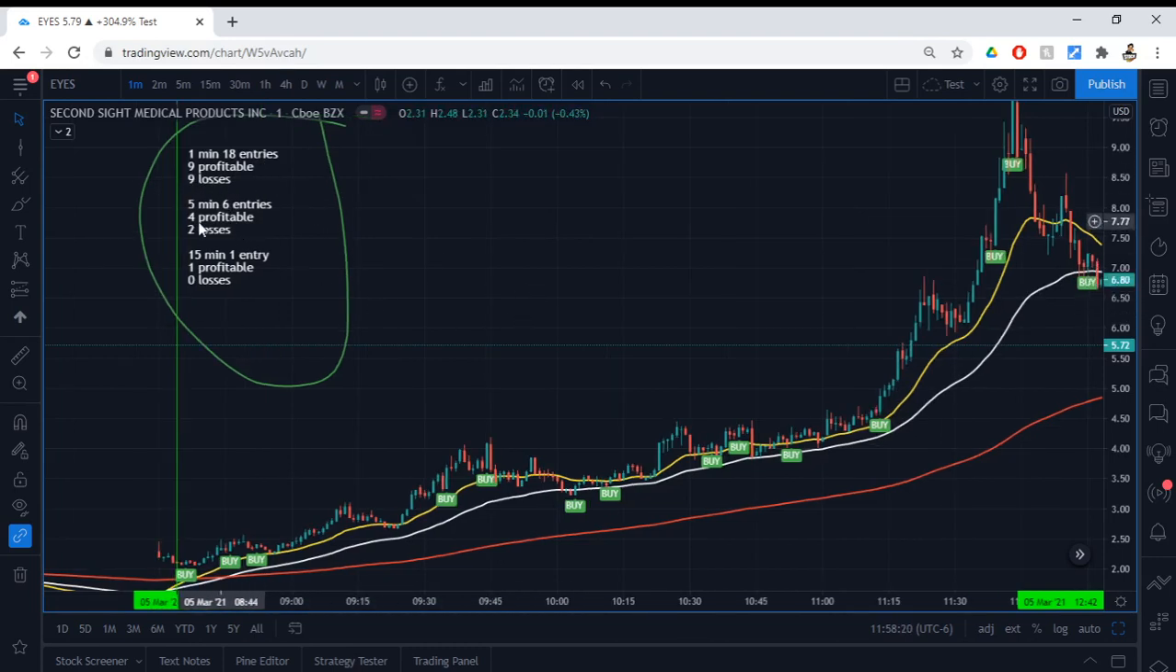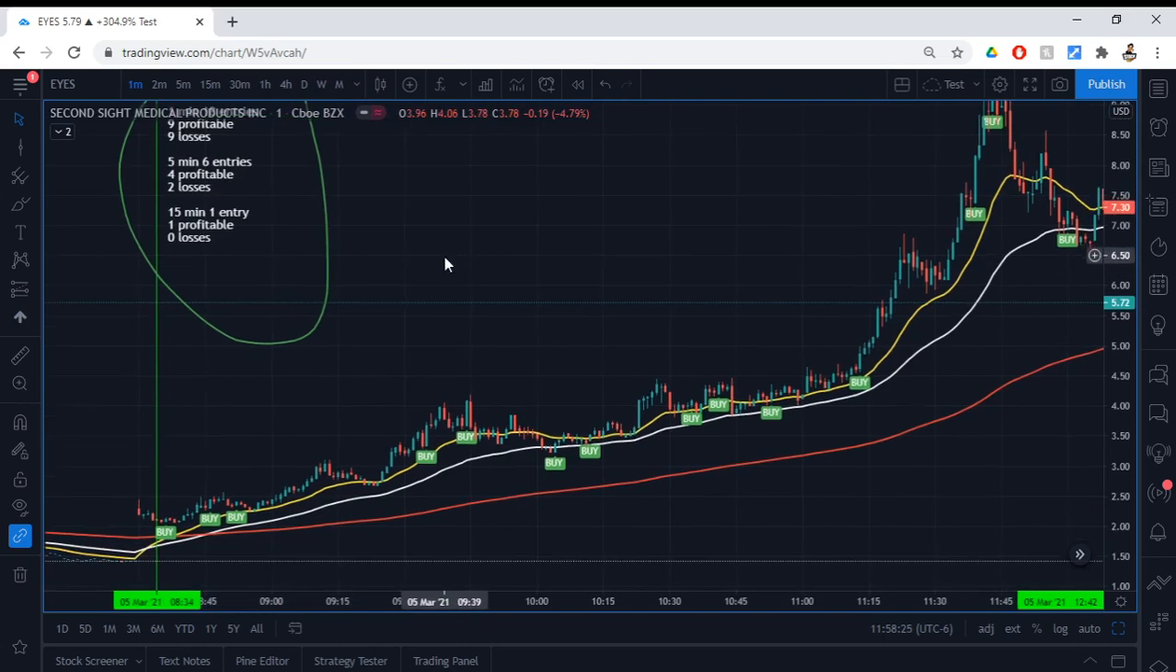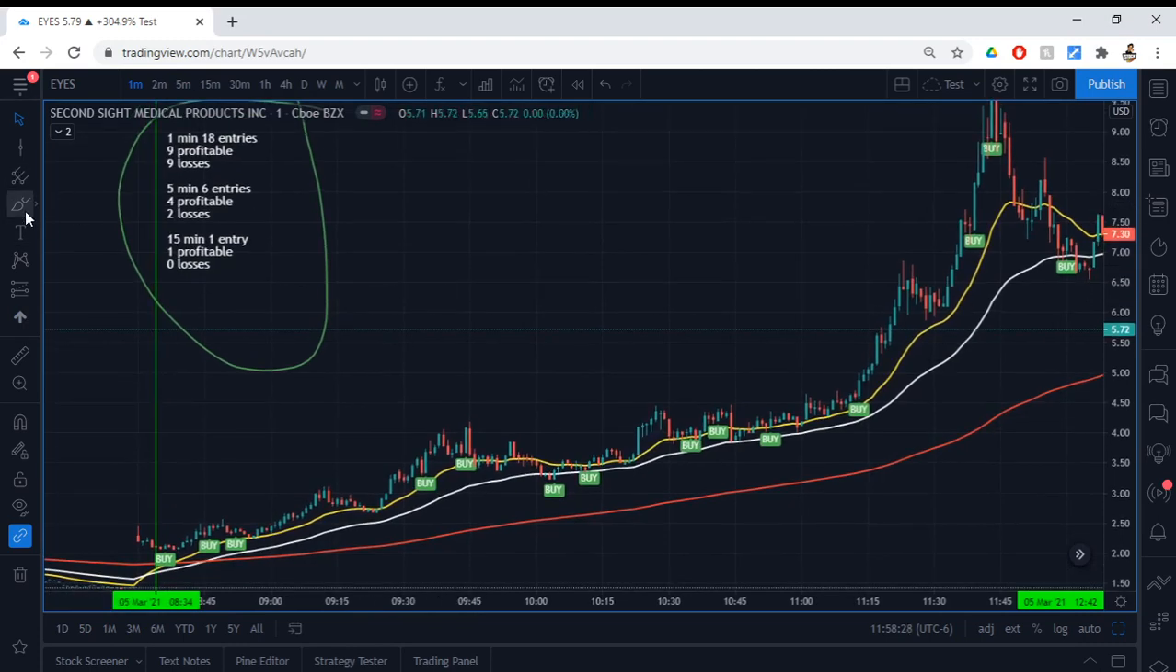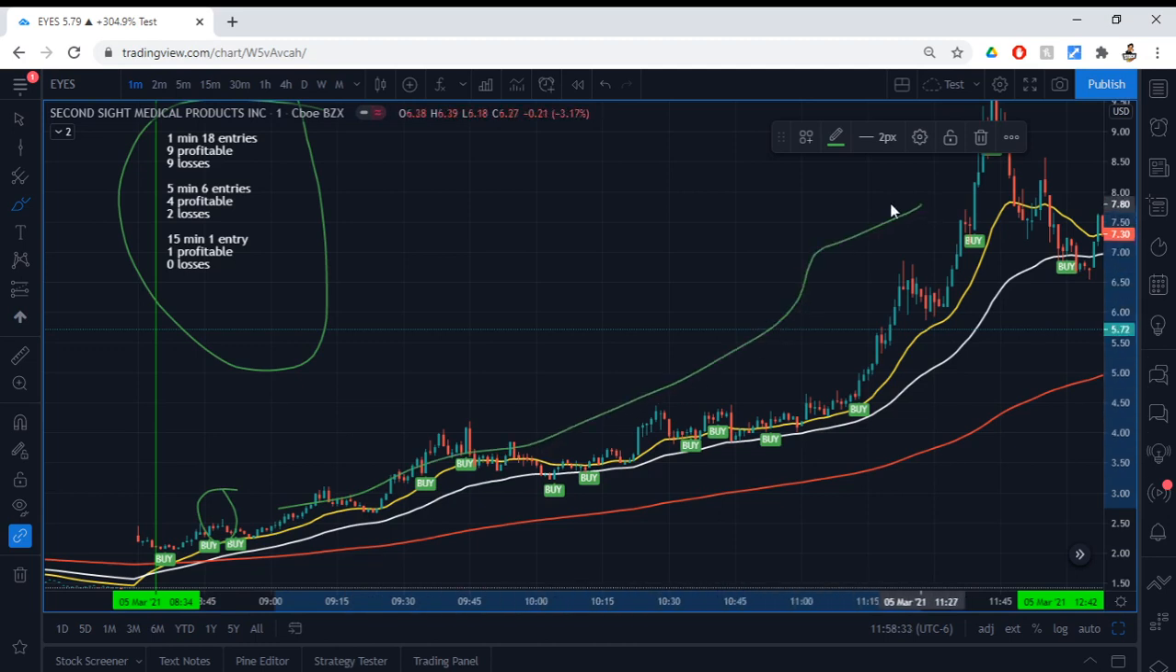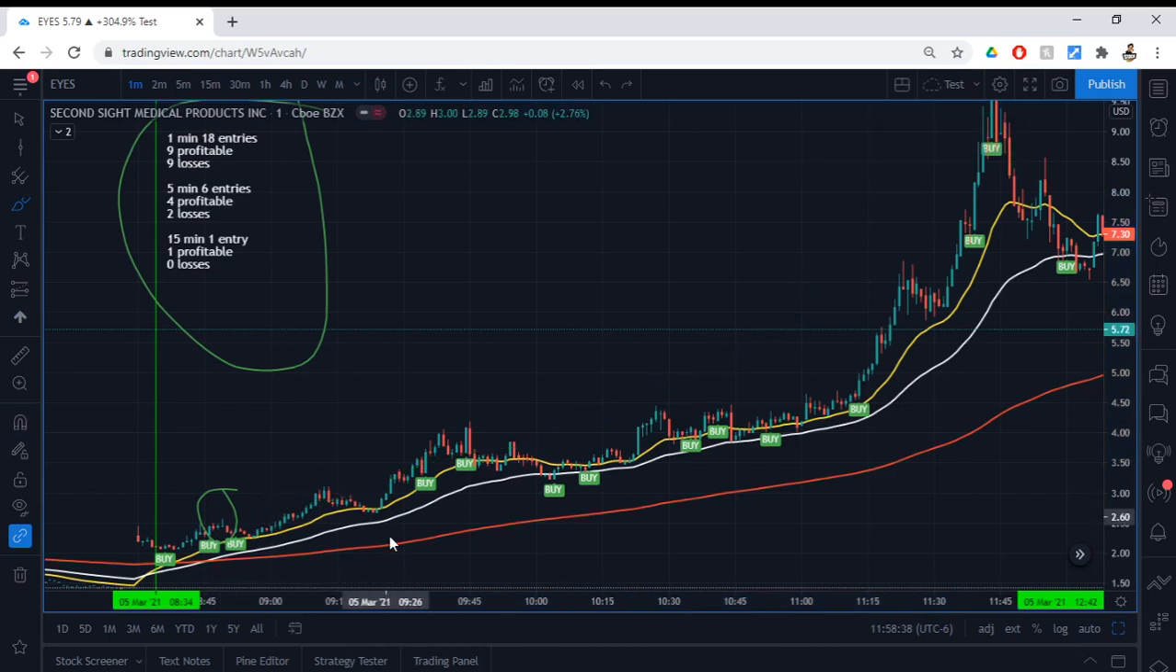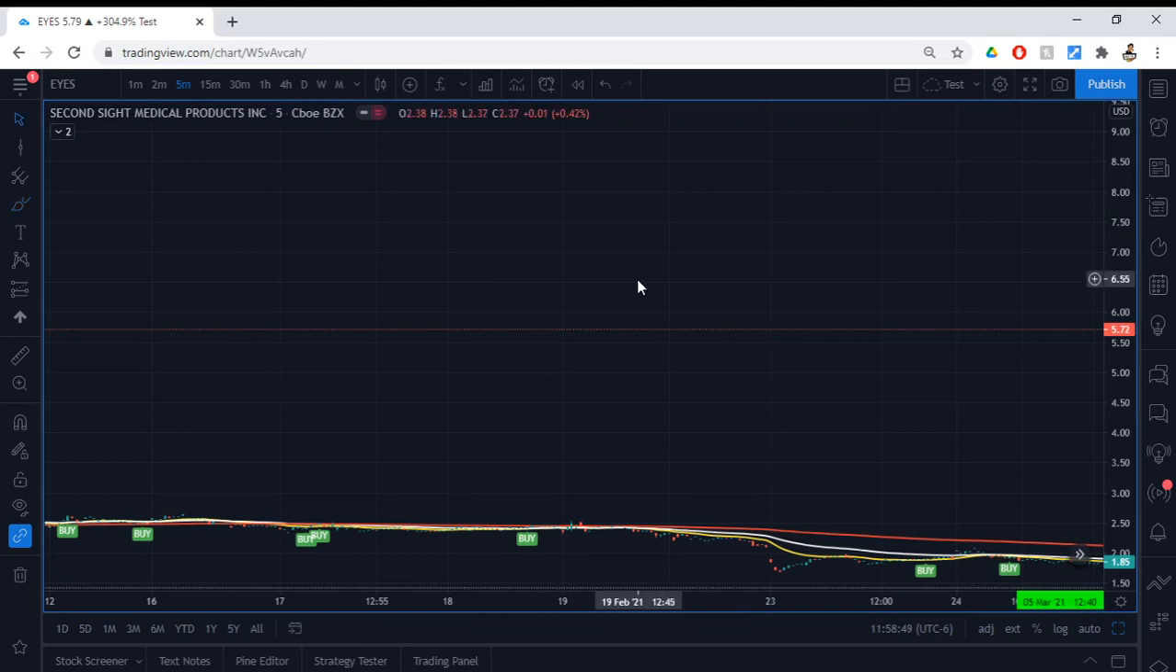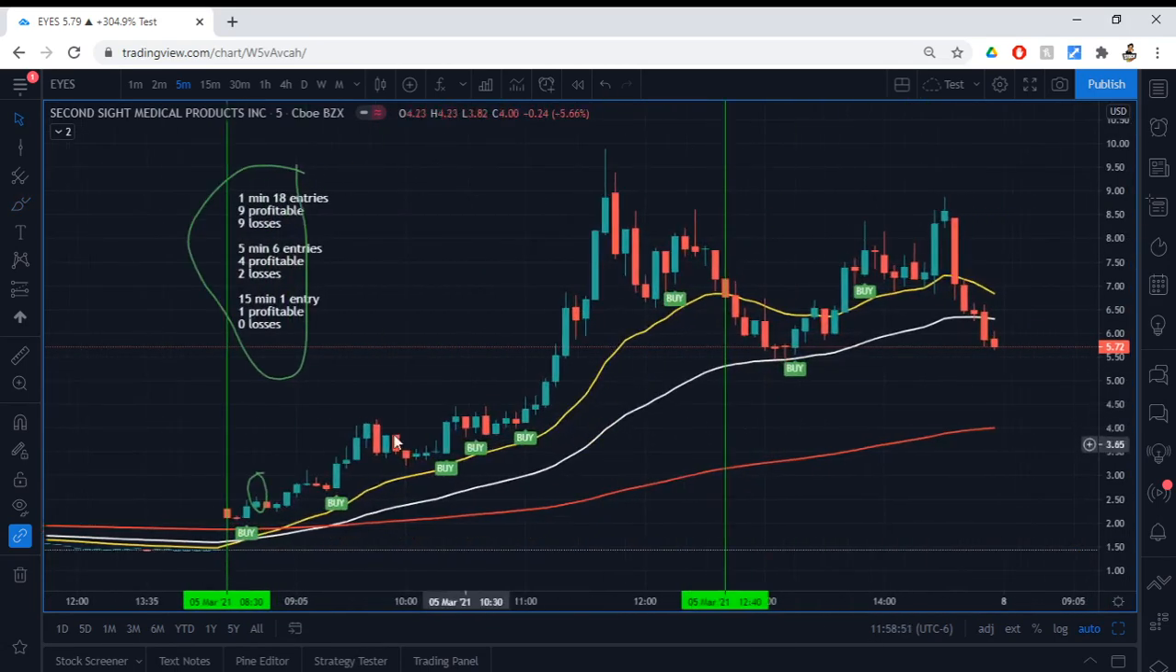If you go to the 5 minute chart, let's say you had gotten in at this point here and just ridden this up based on the moving averages still confirming your trade, you would have made a lot of money. If you're catching this halfway in, you're going to make less money because you're getting in later in the trade. On the 5 minute chart, you're going to have fewer entries, more reliable. So 4 of them are profitable, 2 of them were losses.